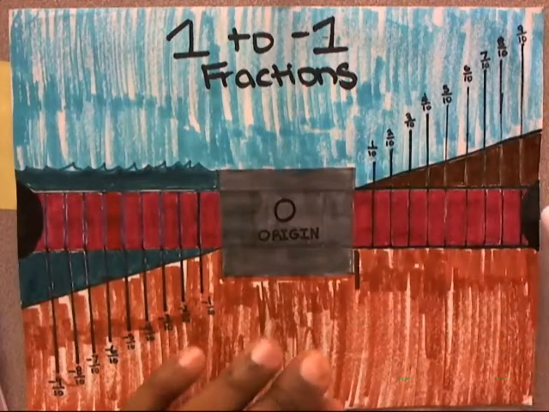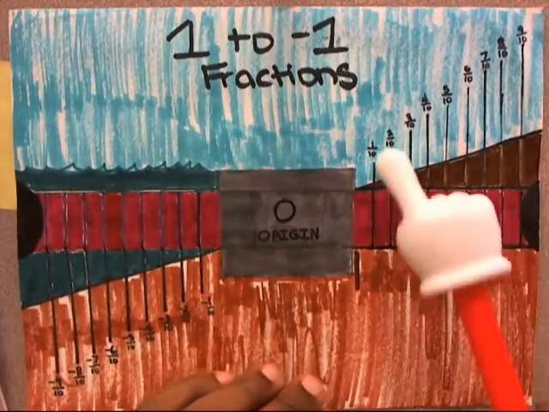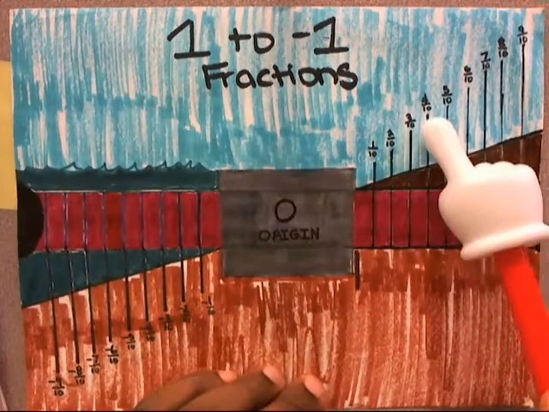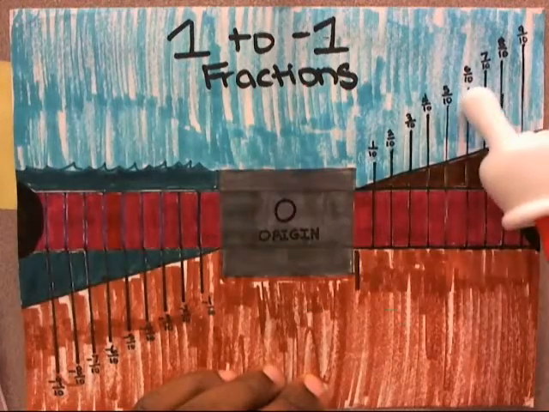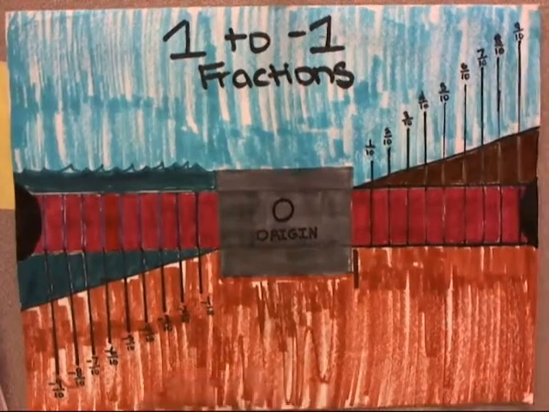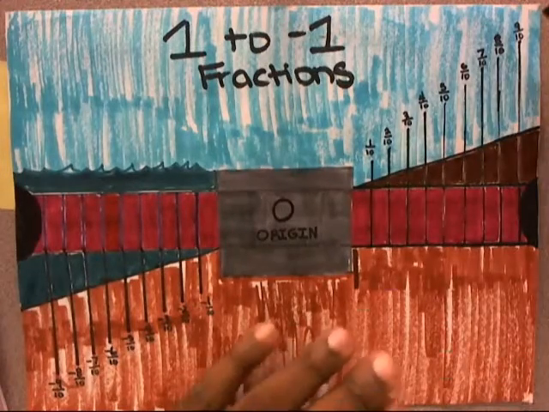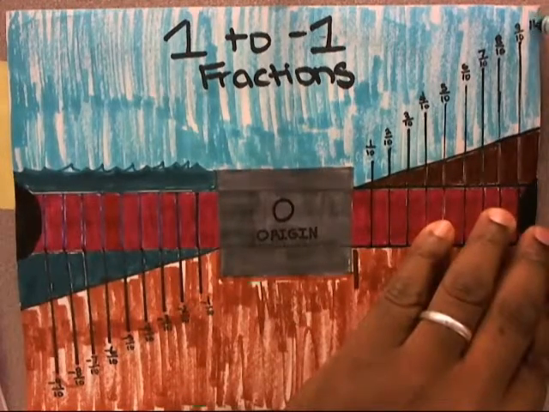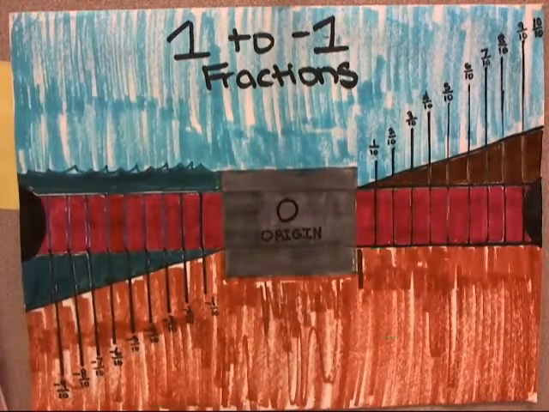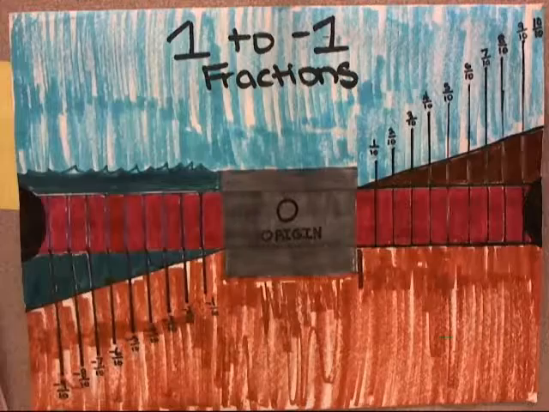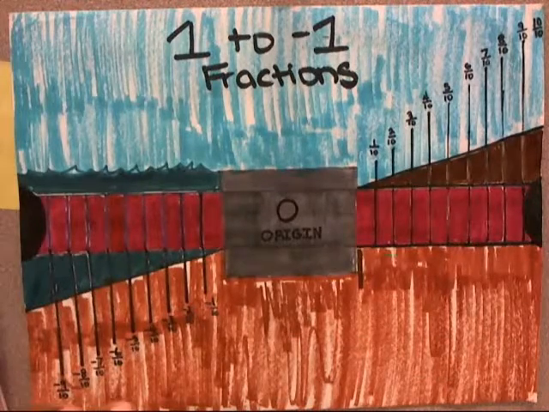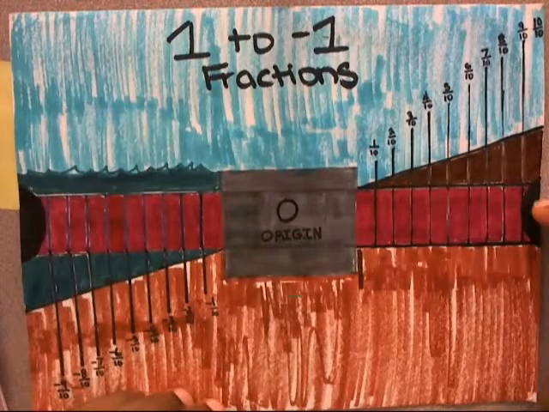So you have one, since there are 10 parts to make a whole, you have 1 over 10, 2 over 10, 3 over 10, 4 over 10, 5 over 10, 6 over 10, 7 over 10, 8 over 10, 9 over 10, and then the last place would actually be 10 over 10. And why? Because 10 over 10 is also equal to 1. 10 divided by 10 equals 1. So that would be the 1.